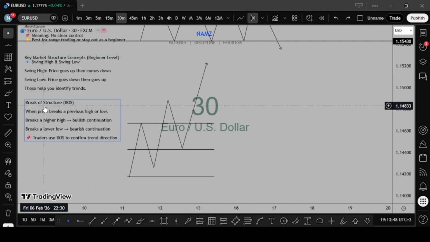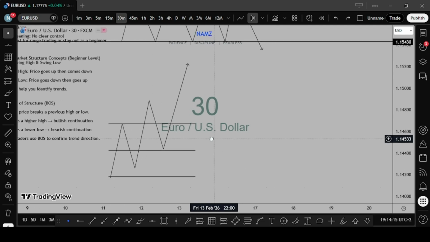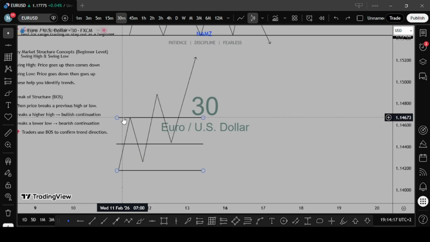It is saying break of structure. Break of structure, what does it mean? When price breaks a previous high or low: breaking a higher high equals bullish continuation, breaking a lower low equals bearish continuation. Traders use BOS to confirm trend direction, just like I have mentioned.